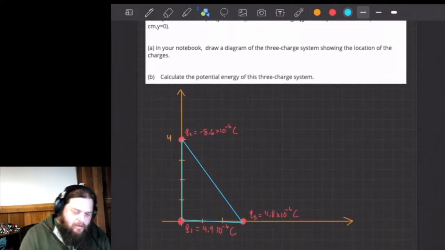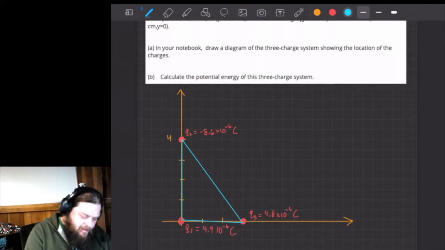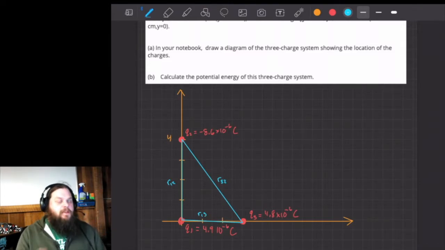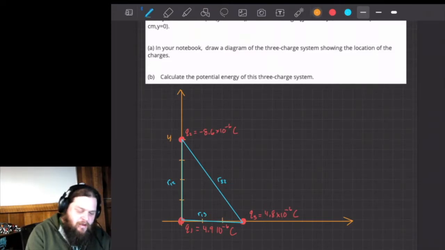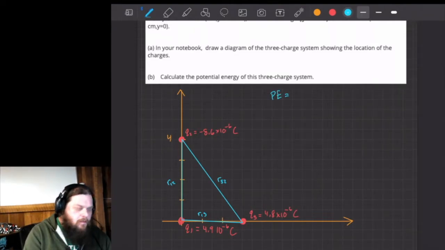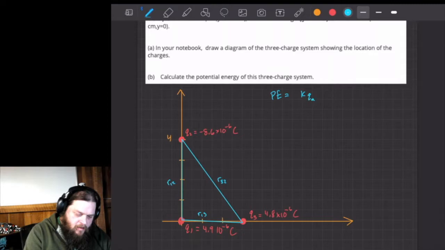So we want to calculate the potential energy of this 3-charge system. In this, we have basically three distances: r1 to 2, r3 to 2 down here, and r1 to 3. We're going to calculate the potential energy for all of those. We can use the formula that the potential energy is equal to k Q_A Q_B over the distance AB.